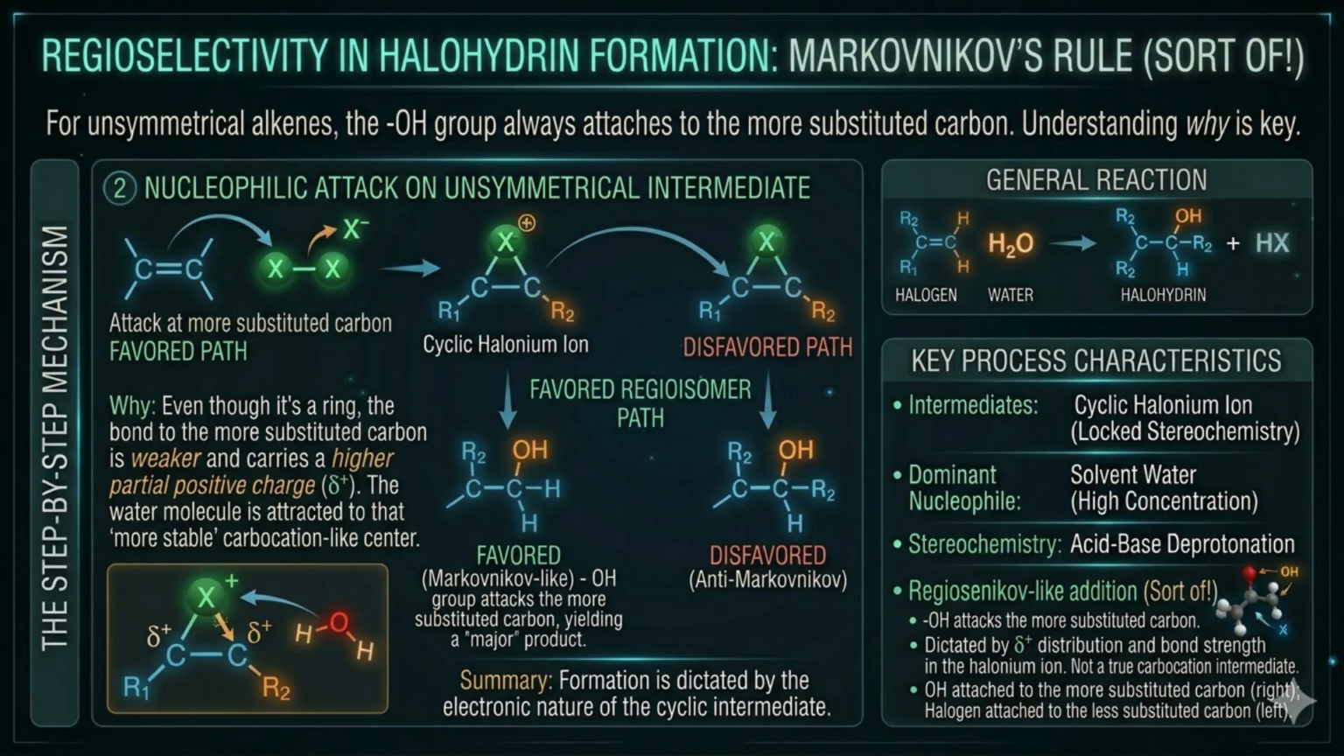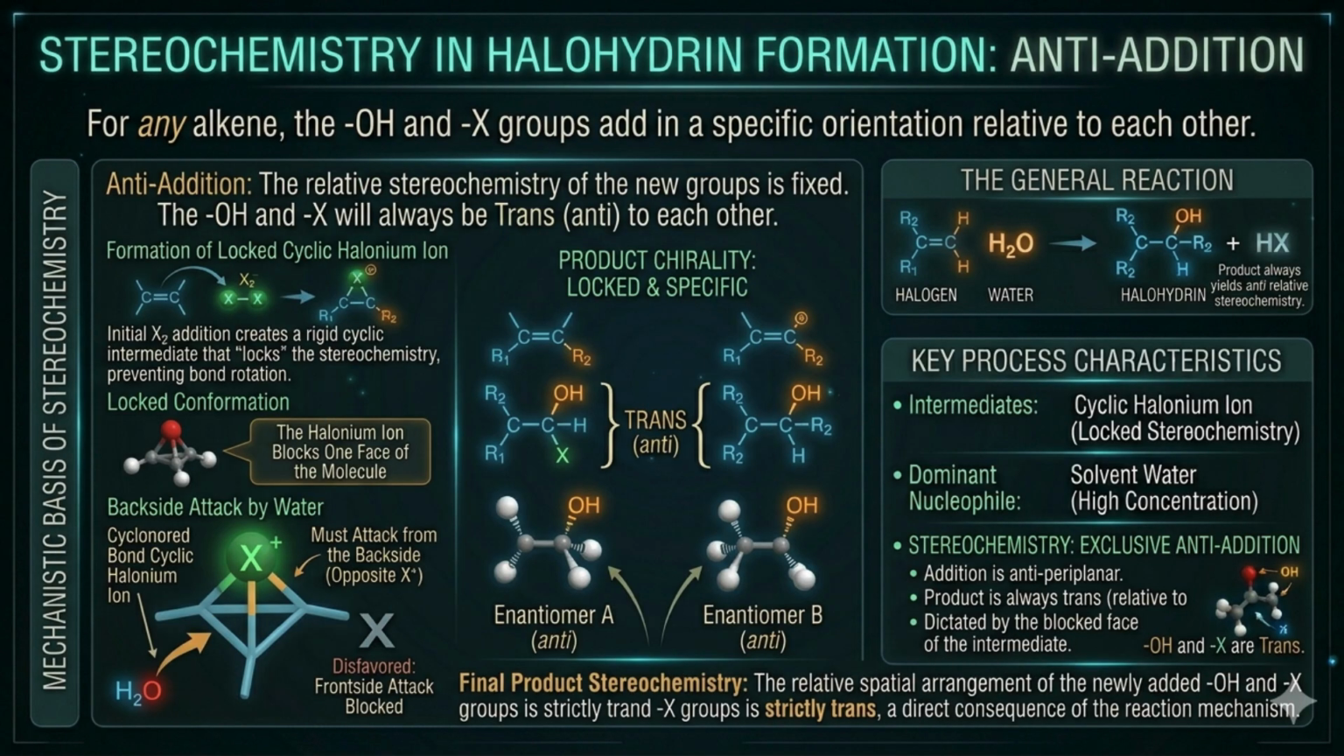But why does water prefer the more crowded carbon? Even though we have a rigid ring, the electronic distribution isn't equal. As shown in the bottom left callout, the bond to the more substituted carbon is actually weaker. This carbon carries a higher partial positive charge, delta plus. Because it acts like a more stable, carbocation-like center, the nucleophilic water is naturally attracted to it, even if it seems more hindered.